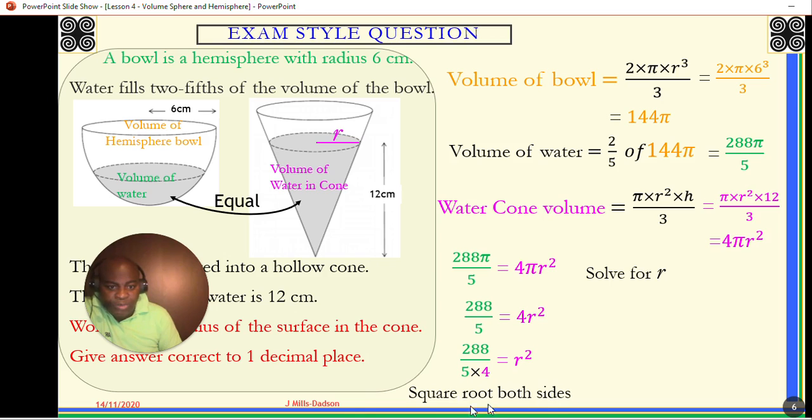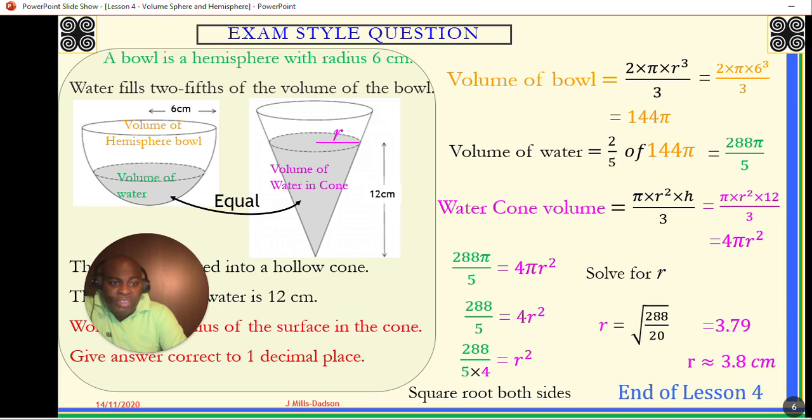I'm going to find the square root of both sides so that I can find r. When you take the square root of both sides, r squared becomes r, and that gives me 3.79. So r is equal to 3.79. We want our answer to one decimal place, so r is approximately 3.8 cm.